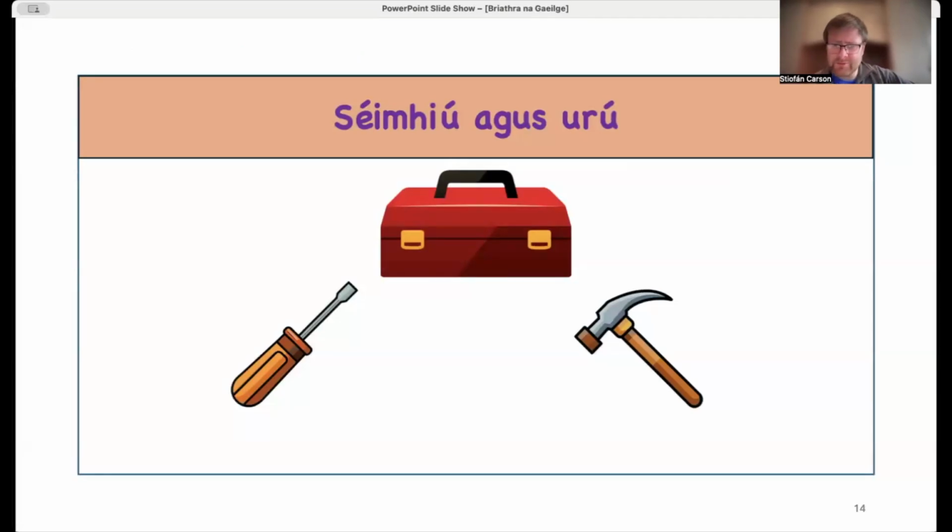Now, séimhiú agus urú. I always say to people that this is almost like the screwdriver and hammer of the Irish language grammar toolbox, in that we use séimhiús and úrús a huge amount in the Irish language. They are our go-to grammar tools. What we're really doing at this stage is learning how to put in a séimhiú and how to put in an urú. But then for the rest of your time learning Irish, you'll learn when to use a séimhiú and when to use an urú. Just like with a hammer and screwdriver, you have certain tools for certain jobs. We use séimhiús and úrús in certain instances in the Irish language to show that certain grammatical rules are in play.